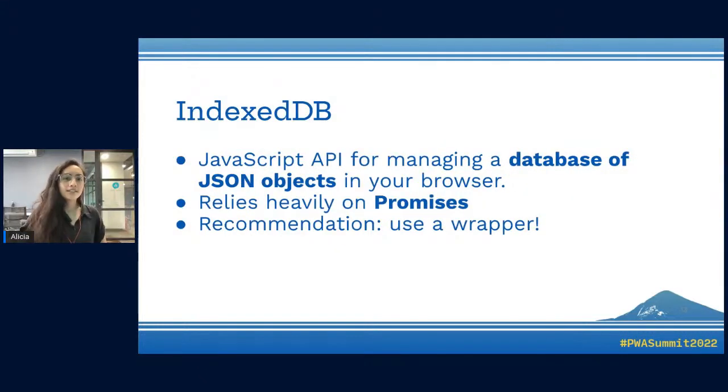So first, IndexedDB is a JavaScript API that allows you to manage a database of JSON objects in your browser. This is an API that relies heavily on promises, so I really recommend having at least a basic understanding of the promises syntax. And even if you do have a strong foundation in promises, I really recommend using a wrapper to use IndexedDB. Wrappers are JavaScript libraries, small or not depending on the case, that give you a more programmer-friendly syntax to interact with IndexedDB, whose syntax can be a little tricky sometimes.